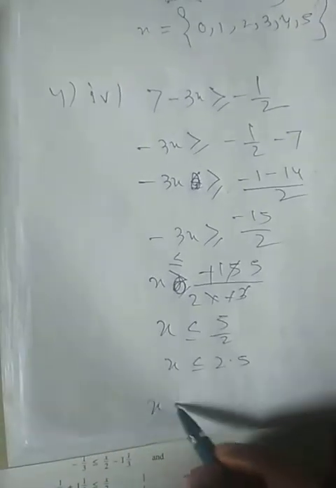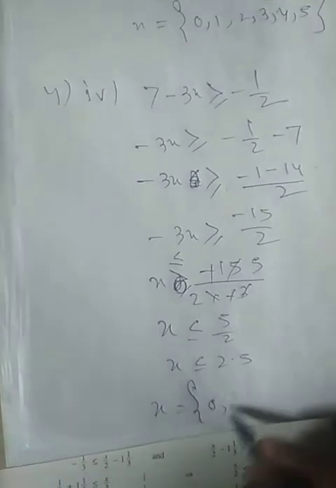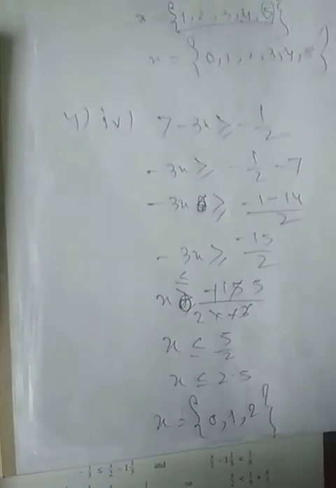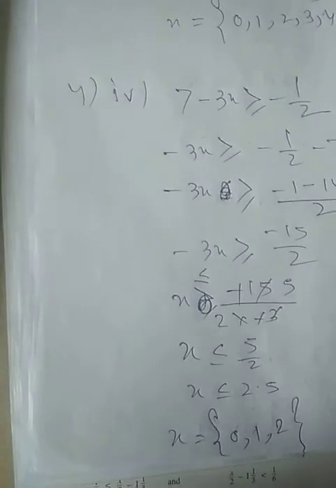And it is said that x belongs to whole number. So what will be the set? The set will be 0, 1, 2. I think the maths are very easy and clear to you.